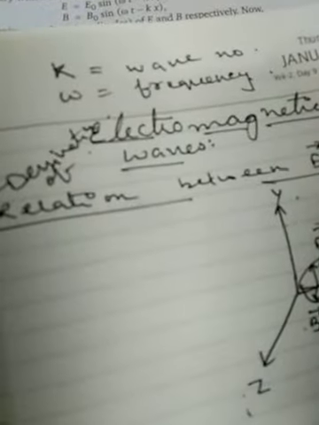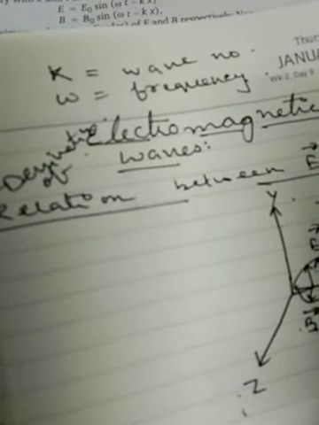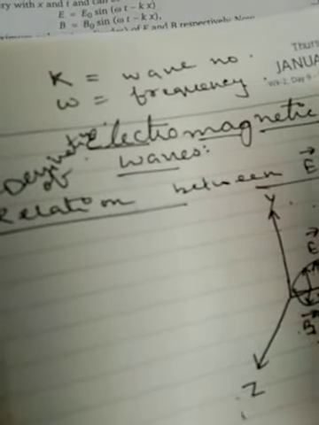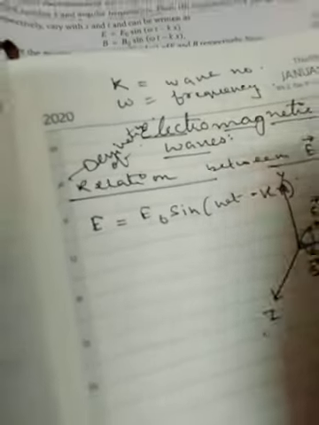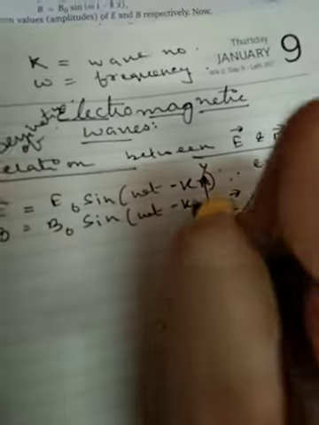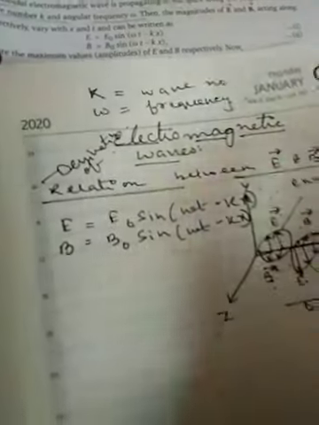The magnitudes of the electric field and the magnetic field along the y and z axis respectively vary with x and t and can be written as E0 sin(ωt − kx). Okay, this is for the electric field, and for the magnetic field it will be B0 sin(ωt − kx). This is for the magnetic field.